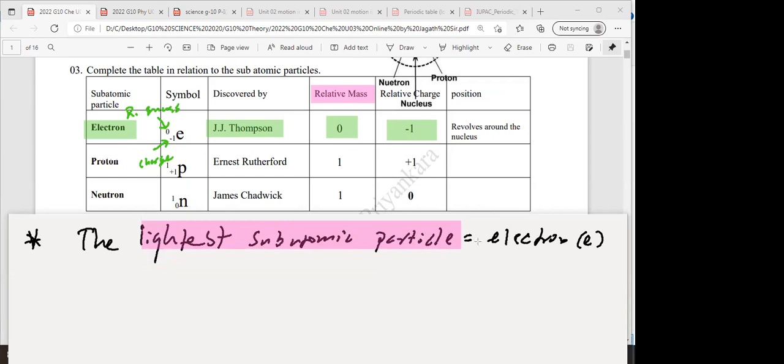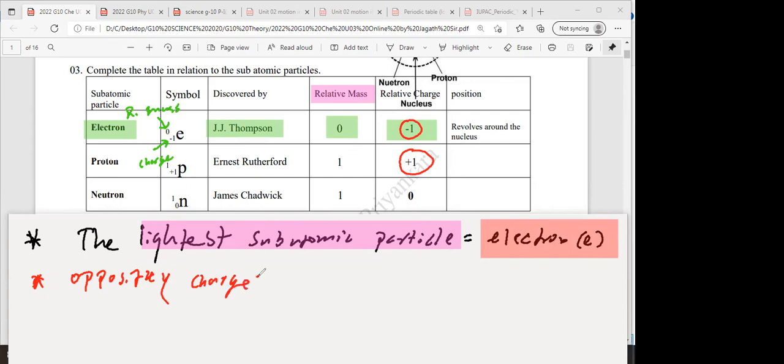Then the other most important thing: what are the oppositely charged particles? You can see the electron is negative, the proton is positive. So you can write the next point: oppositely charged subatomic particles will be protons and electrons. Protons and electrons are oppositely charged.